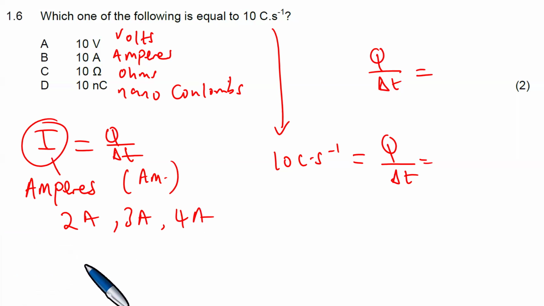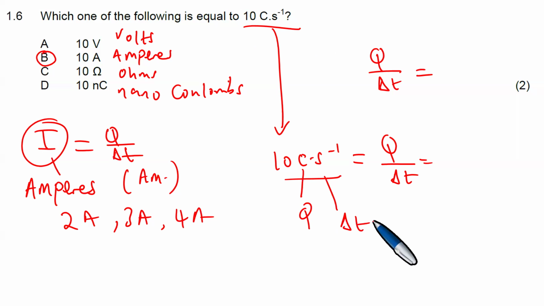Okay, so in other words, in 1.6, we have that the correct answer is B. It's 10 amperes because the examiner said 10 coulombs per second. So 10 coulombs per second. The C is for charge, and this one is change in time, or just time there. Okay, that's something that you need to take note of there. Okay, we continue.